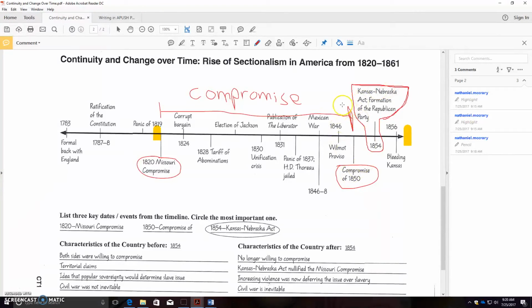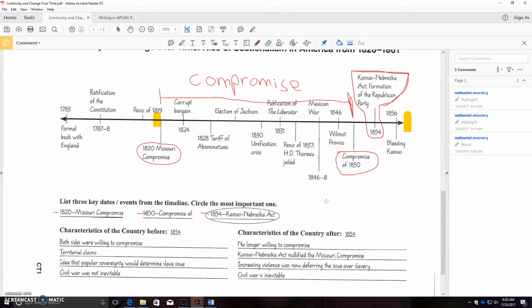Once you identify your three major points, you come down and you list them right here. List three key dates. So you have your Missouri Compromise, Great Compromise of 1850, and then our Kansas-Nebraska Act. Of these three, which one's the most important? Well, all the change happened after the Kansas-Nebraska Act, because from 1820 to 1850, people were still willing to compromise. The idea of popular sovereignty, where the people in the territories would vote, was still in place. The Civil War was not inevitable yet.